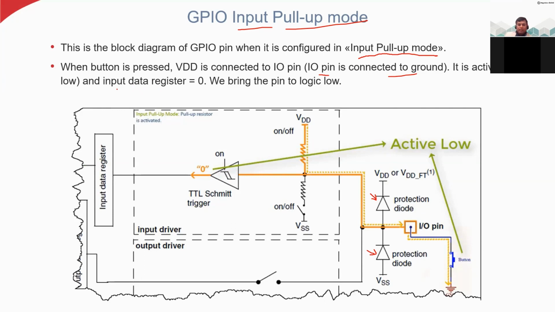Let us say the input data register value is 0. You know why? Because we bring this pin value to 0. We are pulling this pin to 0, and then this 0 travels here and goes to the Schmitt trigger.